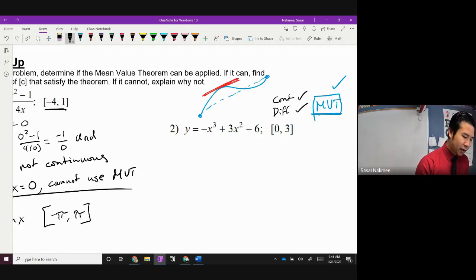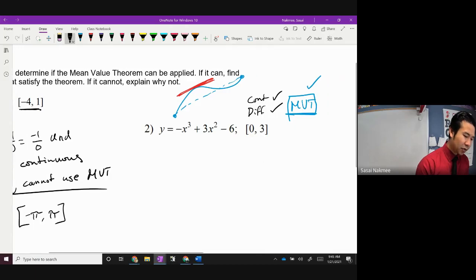Let's go ahead and do this out here. Let's do a couple things. First things first, let's find the slope of the secant line. The slope of the secant line is going to be equal to f of b minus f of a over b minus a. Your a and b are your interval, and f of is just the function evaluated there. So I'm going to go ahead and calculate this.